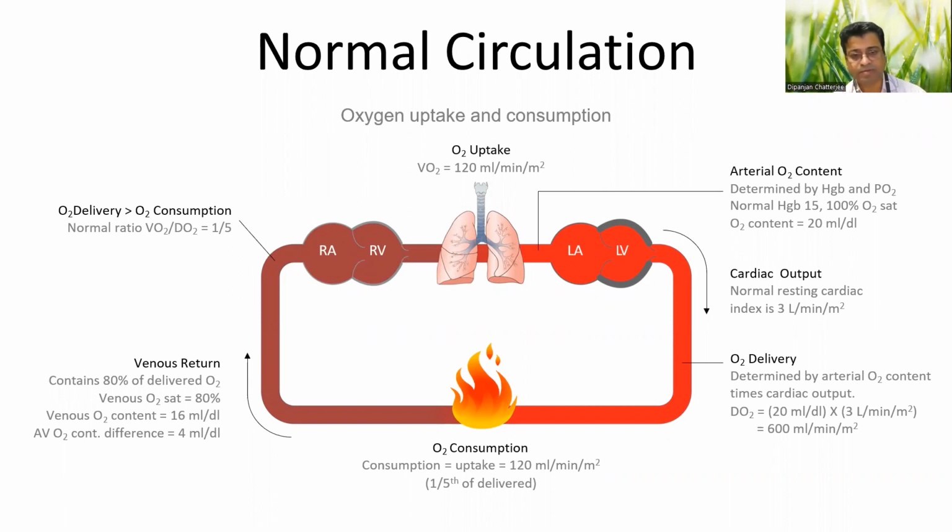The rest of the oxygen, which is coming out from the tissues into the venous blood, contains approximately 16 ml per deciliter of oxygen, with a saturation of around 75 to 80%. The difference between the arterial and venous oxygen is only around 4 to 5 ml per deciliter. This blood goes to the right heart, and the right heart pumps the blood into the lungs where oxygen uptake takes place, which is equivalent to how much oxygen has been removed by the tissue.